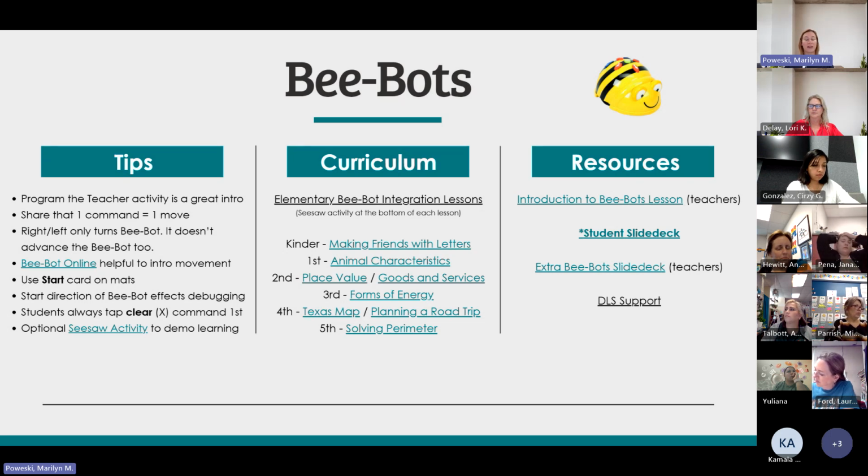Some tips over on the left-hand side. Again, these are those get started tips. As with anything else, I would highly recommend that you ask your DLS to come in and do it with you the first time. If nothing else, just to have another adult in the room that's used them before, that can help run the different stations, that can help you if a kid gets lost, or help troubleshoot if you're not sure what to do in the next part.